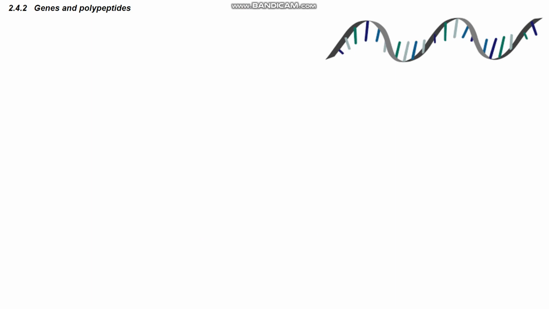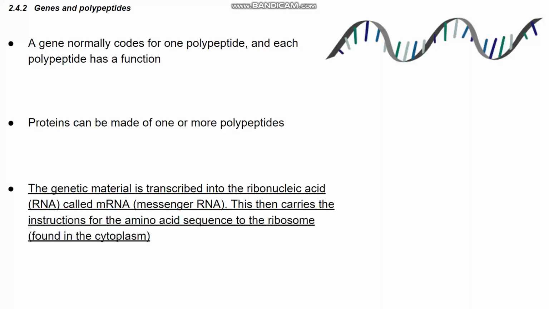Next up, I'm going to be talking about genes and polypeptides. A gene normally codes for one polypeptide and each polypeptide has a function. Proteins can be made up of one or more polypeptides. The genetic material is transcribed into the ribonucleic acid RNA called mRNA, messenger RNA. This carries the instructions for the amino acid sequence to the ribosome, found in the cytoplasm.